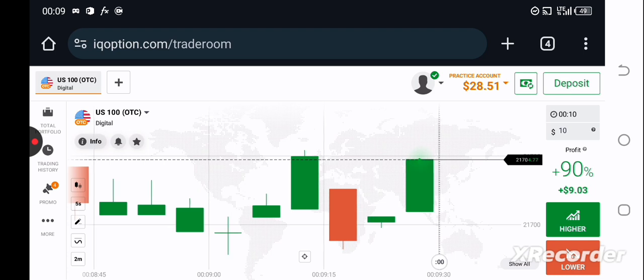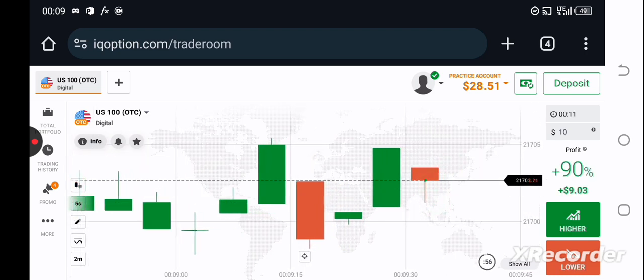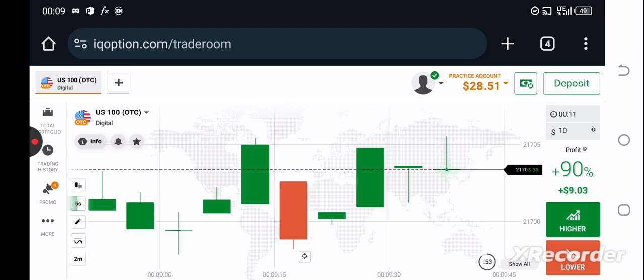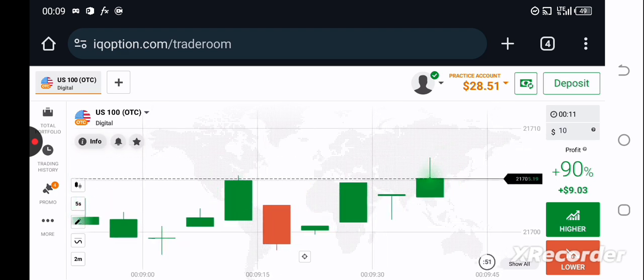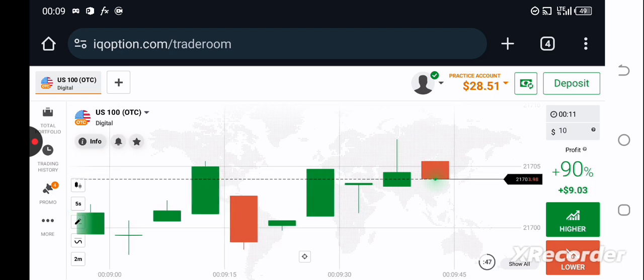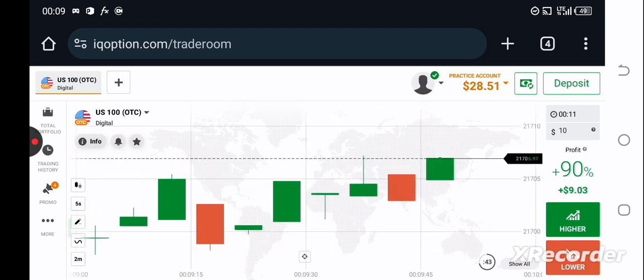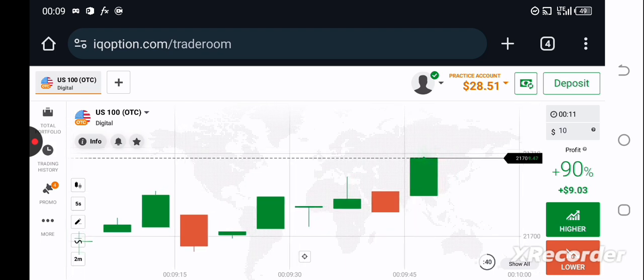Okay, look at the candlesticks. You can see. So you can just, on your chart, switch it to 5 seconds. Just be looking at it so that you understand what I'm saying very well.